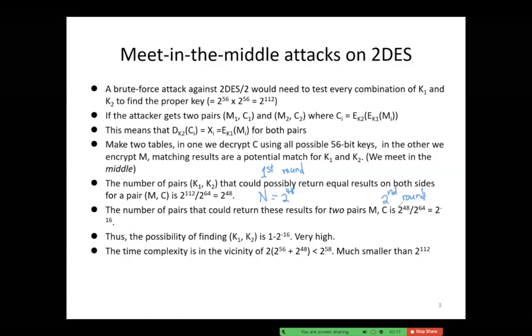So then you get 2 to the 48 divided by 2 to the 64. Again, 2 to the 64 is how many possible blocks you can have. So that is 2 to the negative 16th. So the probability of finding k and k prime is then 1 minus 2 to the negative 16. So this is a very, very high number.